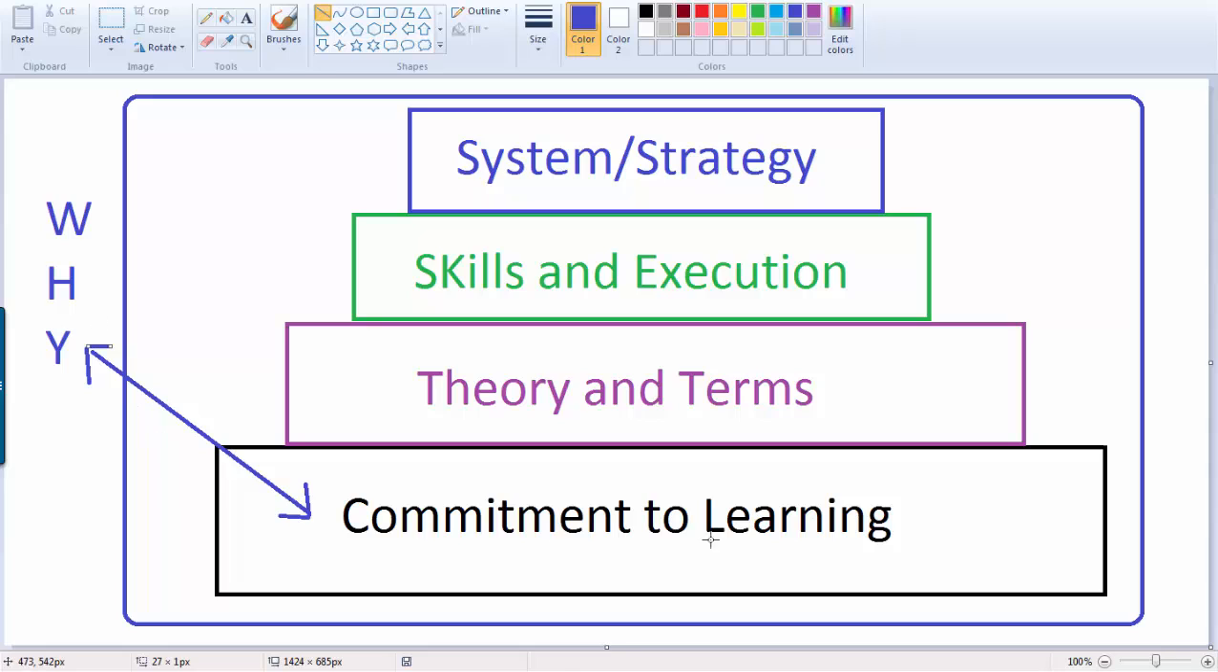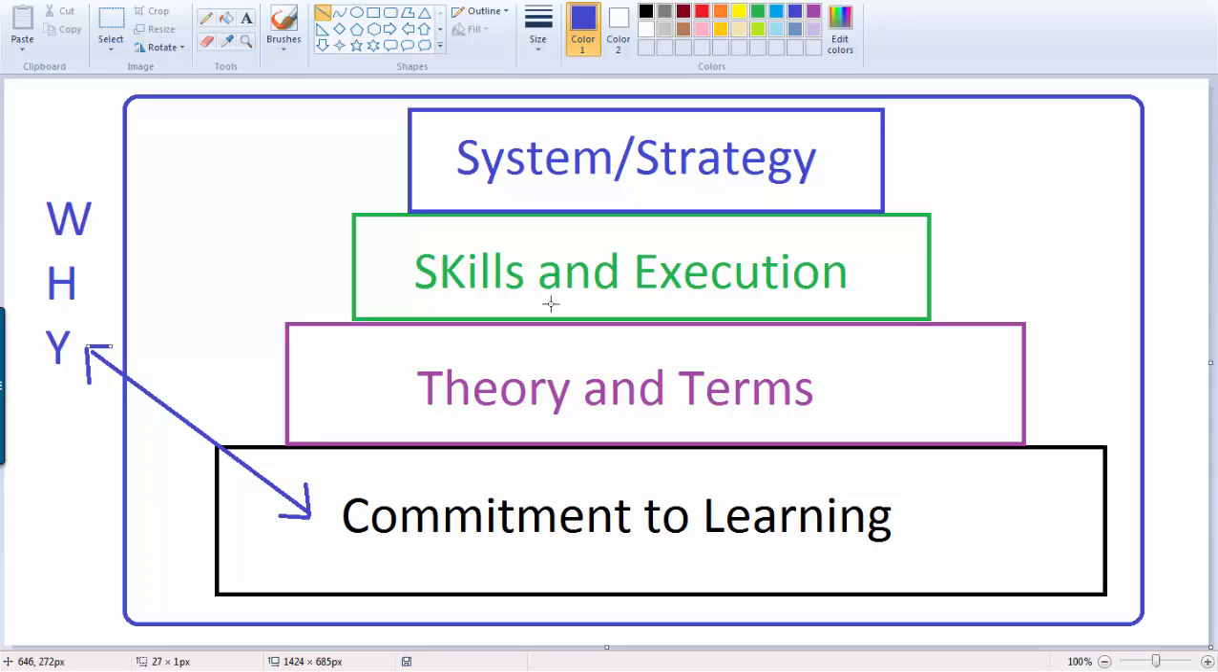Your why is what established your commitment to learning, allowed you to learn the theory and terms, reminded you that while you were struggling through that class and it wasn't clicking right away and you had to go back and watch it again and again, well, that's because you had a strong commitment to learning. Your skills and execution, that can only come through practice. You have to get into your accounts and put trades on.